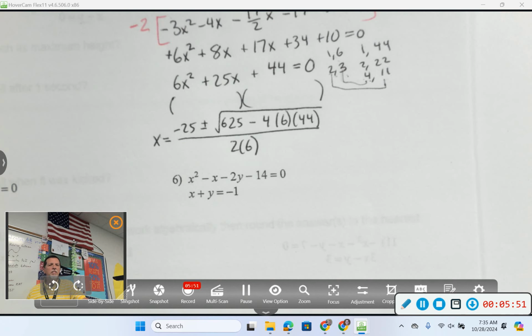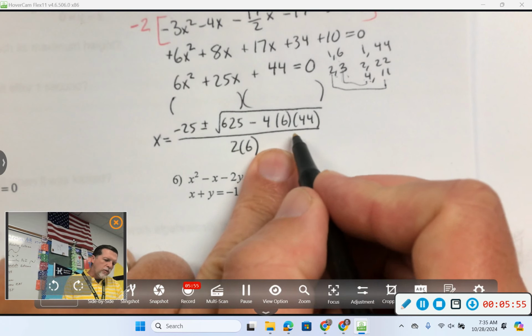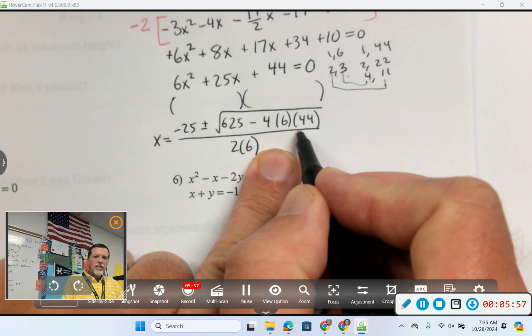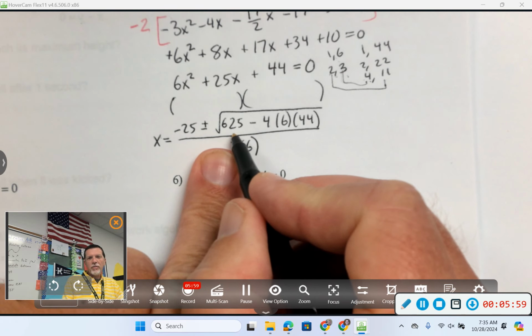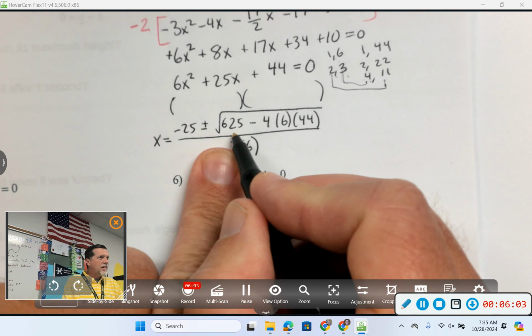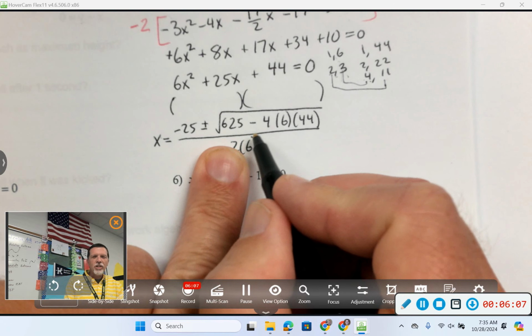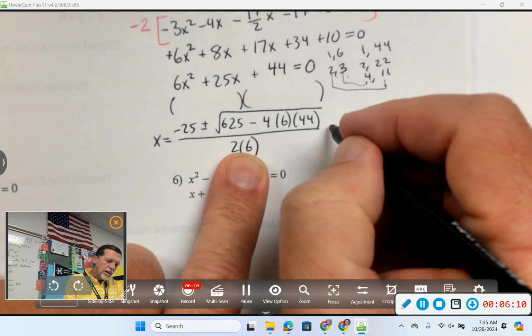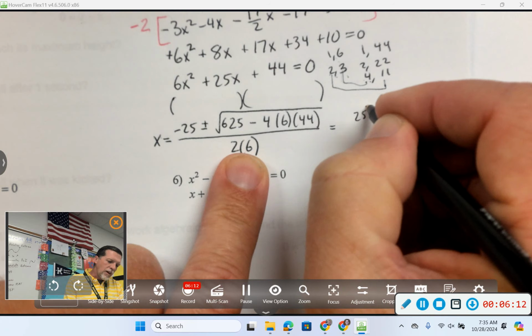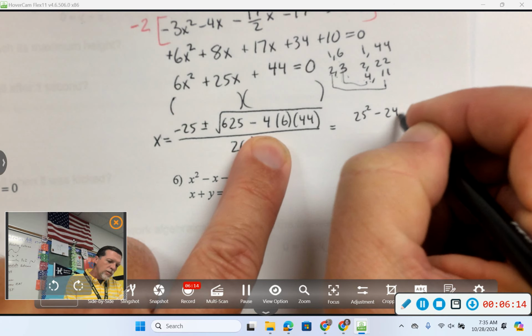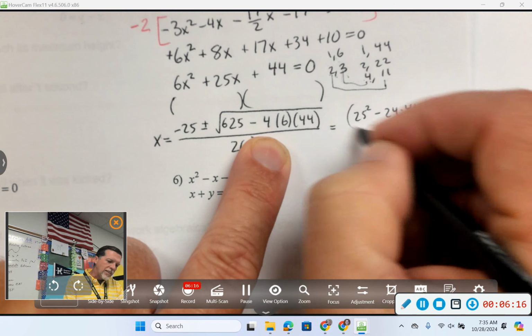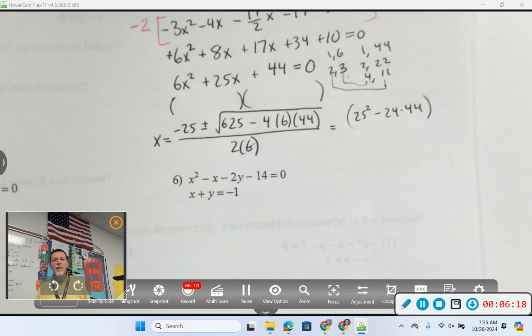4 times 6 is 24. 24 times 44 is almost certainly bigger than 25 times 25. For sure. Yeah? I mean, you're going to get a calculator on this unit, so soon enough we can figure this out. But this was 25 squared minus 24 times 44. That's the inside. That's the discriminant.